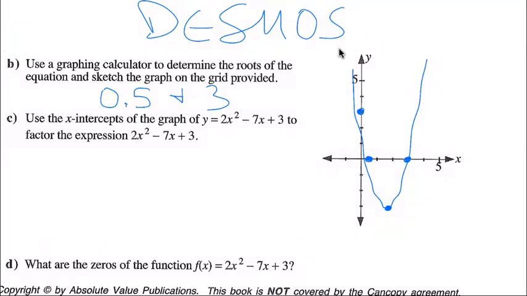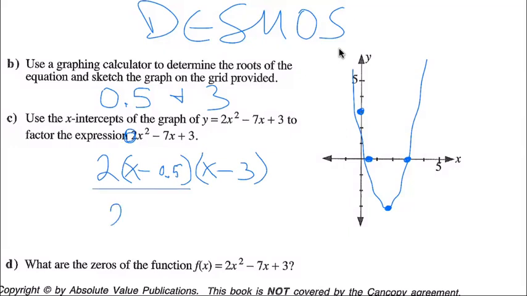But if I know that my roots or my x-intercepts are 0.5 and 3, I can say this should be x minus 0.5, and this should be x minus 3. But then I need to accommodate for this 2 that's out in front, so I stick it there. If you were to expand this a little bit, if I combine these two together, I'm going to get 2x minus 1, x minus 3. That's what you would get if you factored that, which is totally fine at this point.